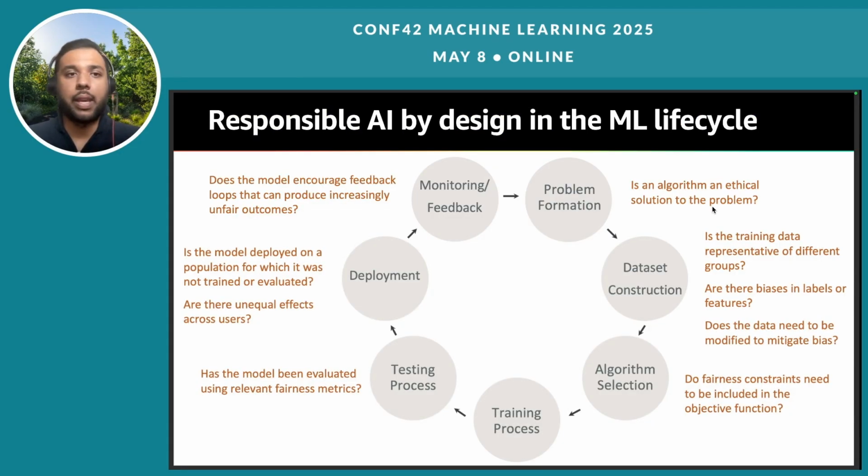On this page, you can see how responsible AI can be incorporated throughout your machine learning lifecycle, all the way from problem formulation. You need to ensure that the algorithm is an ethical solution to this problem. When it comes to training data, you should ask questions like, is the training data representative of different groups, or is it only focusing on a certain community, which can result in biased output, which we do not want. And all the way to deployment, monitoring, and feedback.